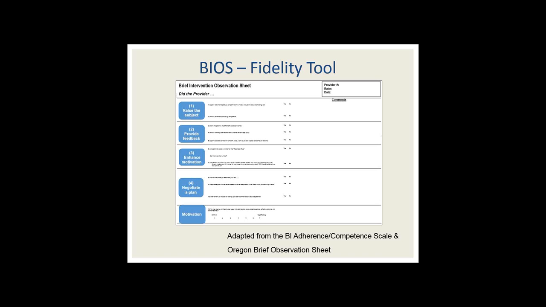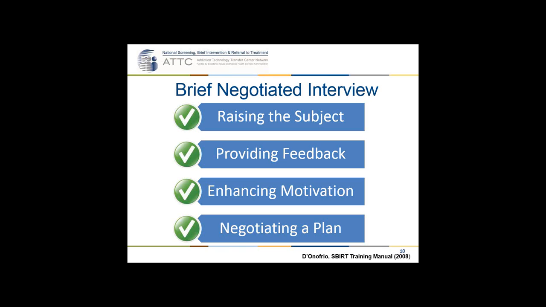This is the form here that you do have a copy of. The form was actually adapted from the Brief Intervention Adherence and Competence Scale, and also when I was working with the Oregon Medical Residency Program, the residents who were taught the brief intervention would have this integrated into what they refer to as OSCEs, but basically their standardized patient interviews at one point during their year. So that's the fidelity instrument, and you might want to pull it up as we walk through the interview.